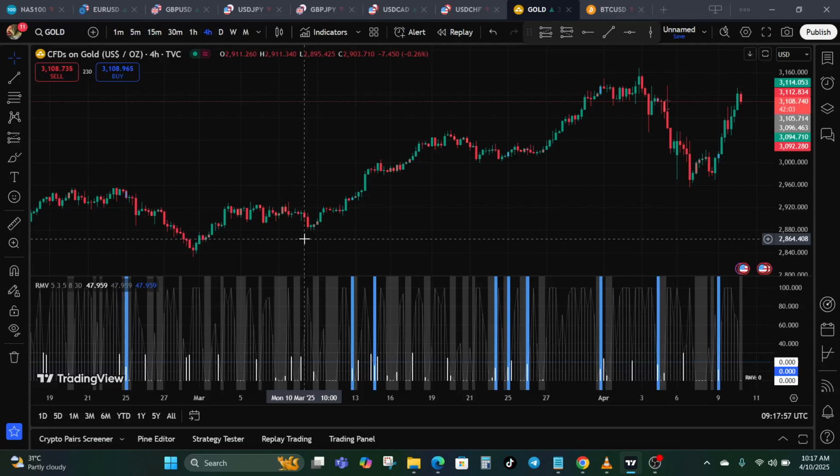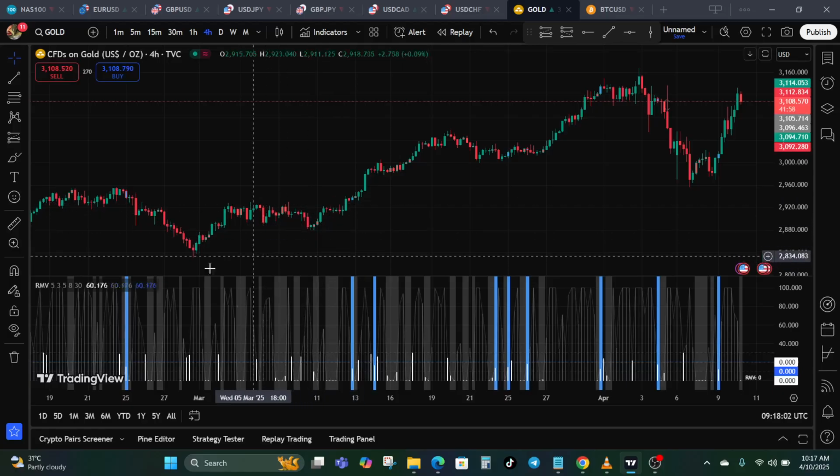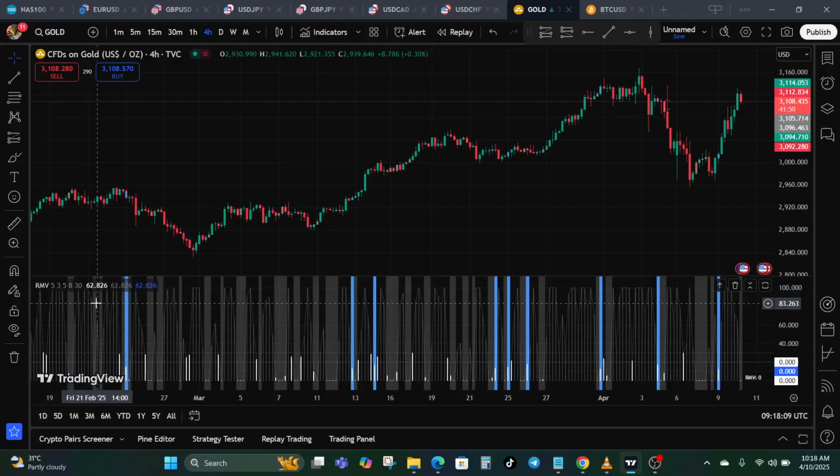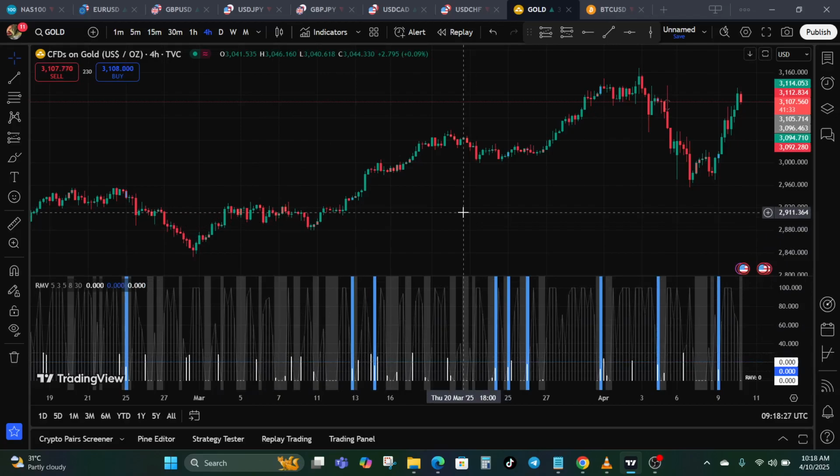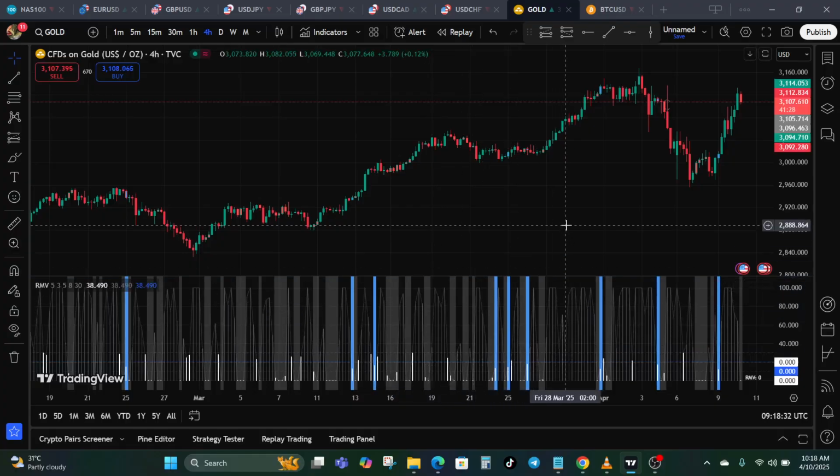Okay, so first off, what is the RMV indicator? Well, the RMV stands for Relative Measured Volatility. Unlike general volatility indicators that just tell you how much price is moving, the RMV tells you how the current volatility compares to its historical behavior relative to the context of the market. In other words, it shows you whether the market is building pressure or ready to explode.